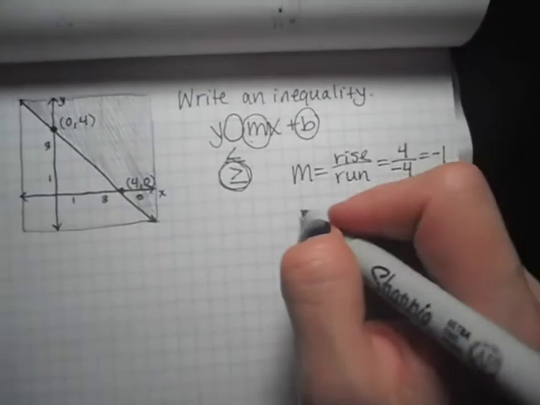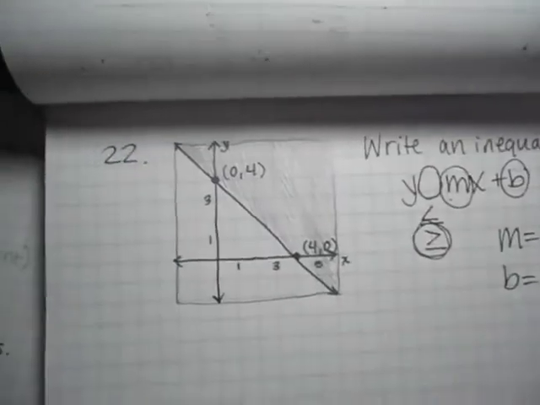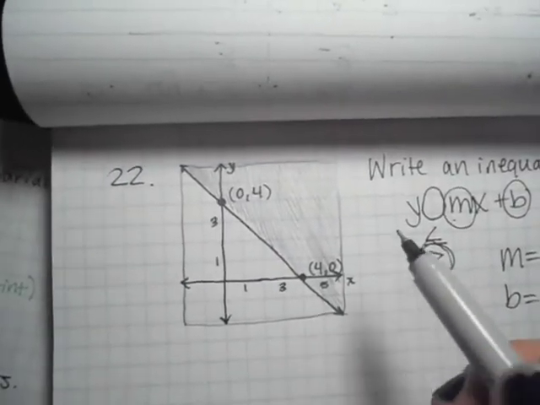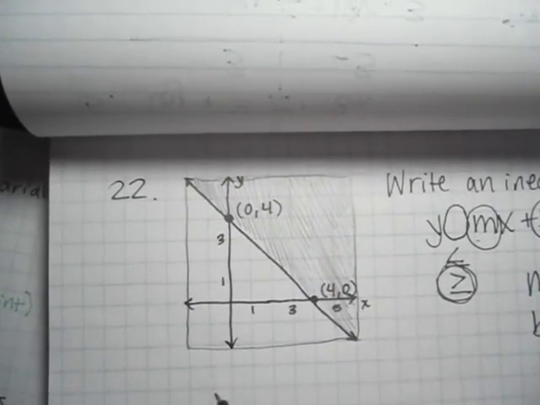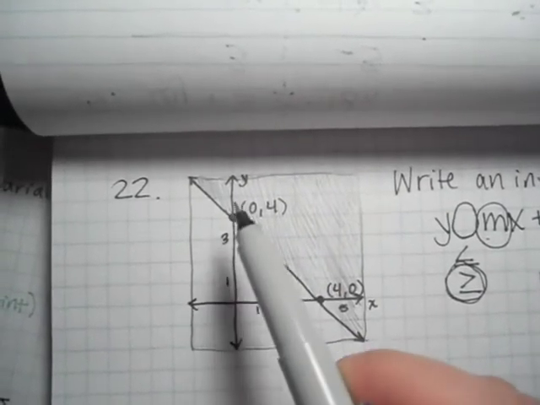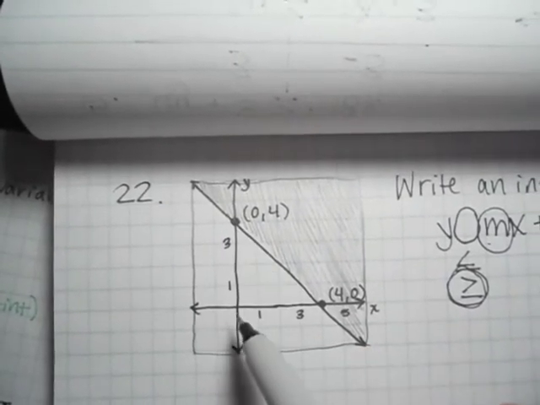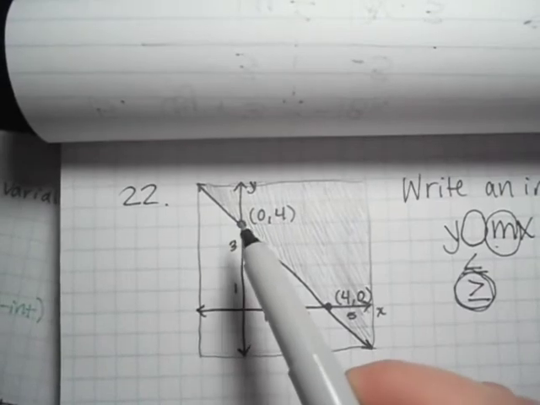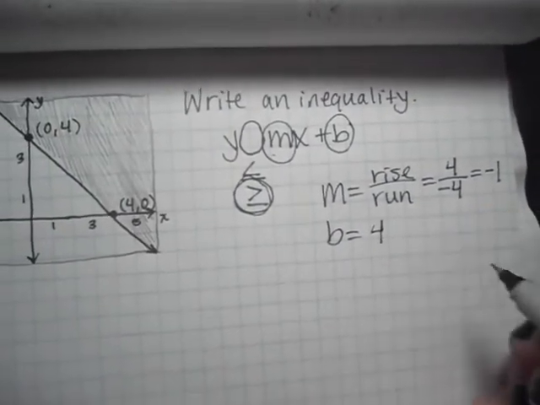All we have left to find out now is the b value. Hopefully that's easy. Let's check it. Now we know the b is the y-intercept. So we go to the y-axis and we see where the line crosses. Well, it crosses at 4. 1, 2, 3, 4. So b is positive 4.